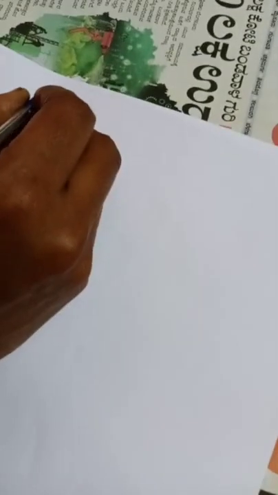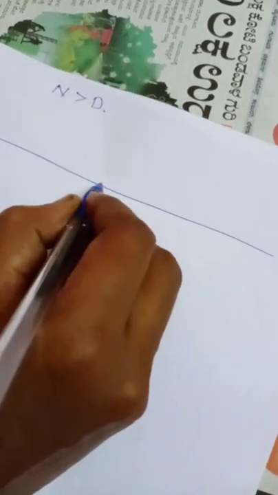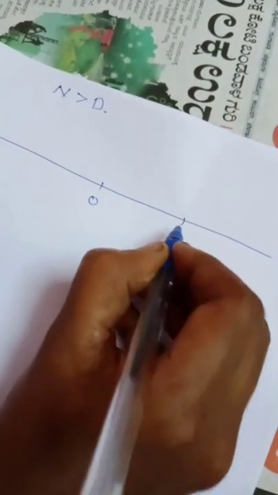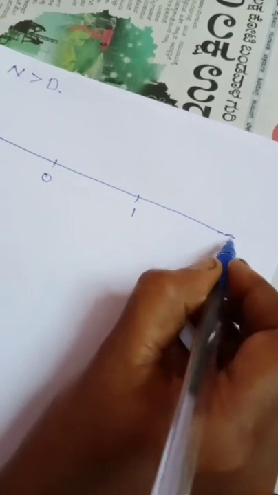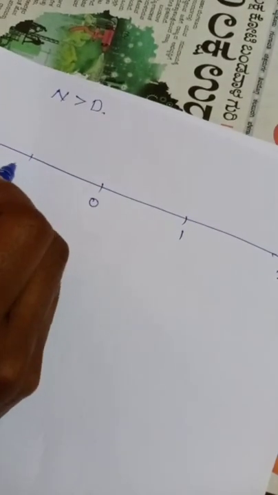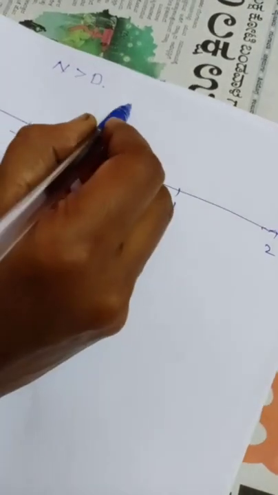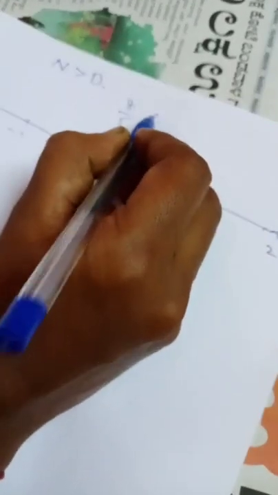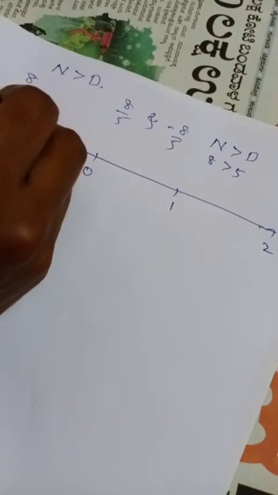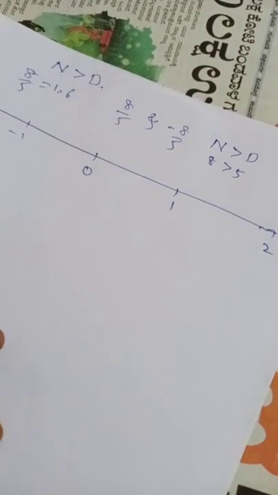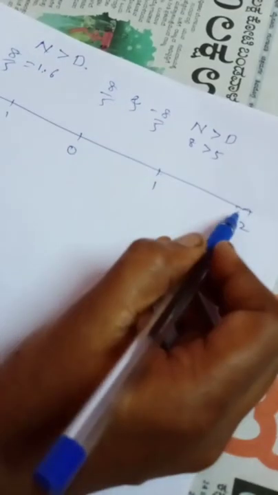Then we'll see when the numerator is greater than the denominator. 0, this is 1, this is 2, and this is minus 1, this is minus 2. Suppose I take 8 by 5 and minus 8 by 5, because here the numerator is greater than the denominator. 8 is greater than 5. 8 by 5 I can write as 1.6. So 1.6 lies between 1 and 2.